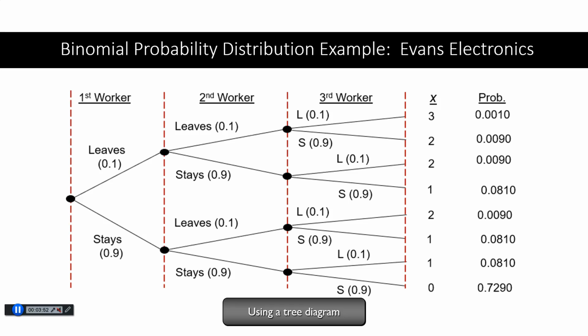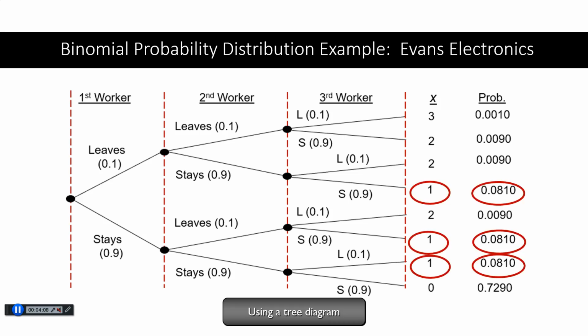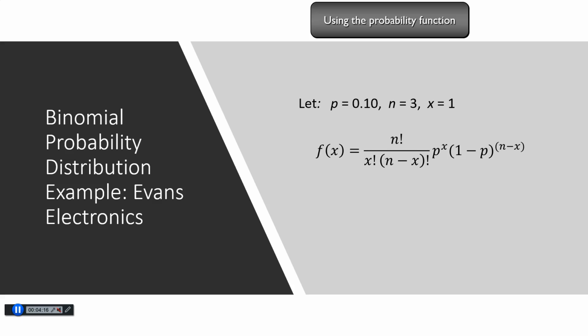But here my question is looking at what's the probability that only one of those 3 is going to occur. And so if we look at our tree diagram, we actually see that there are 3 occurrences in which we could only have 1 employee leave, just as we saw in the previous slide. And so once again, you take those 3 probabilities and add them together to get the same result that we saw on the previous slide.